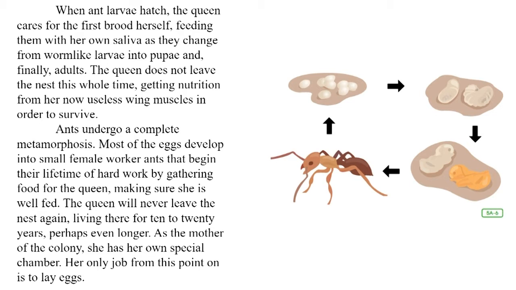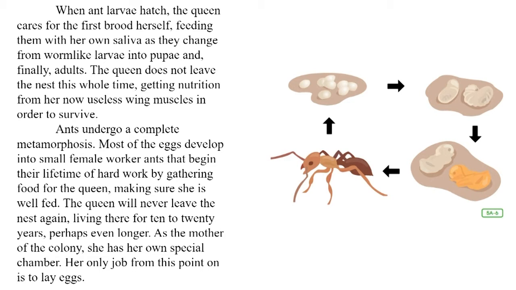The queen does not leave the nest this whole time, getting nutrition from her now useless wing muscles in order to survive. Ants undergo a complete metamorphosis. What is a metamorphosis? A change. Can you name the 4 stages of complete metamorphosis? Egg, larva, pupa, adult.